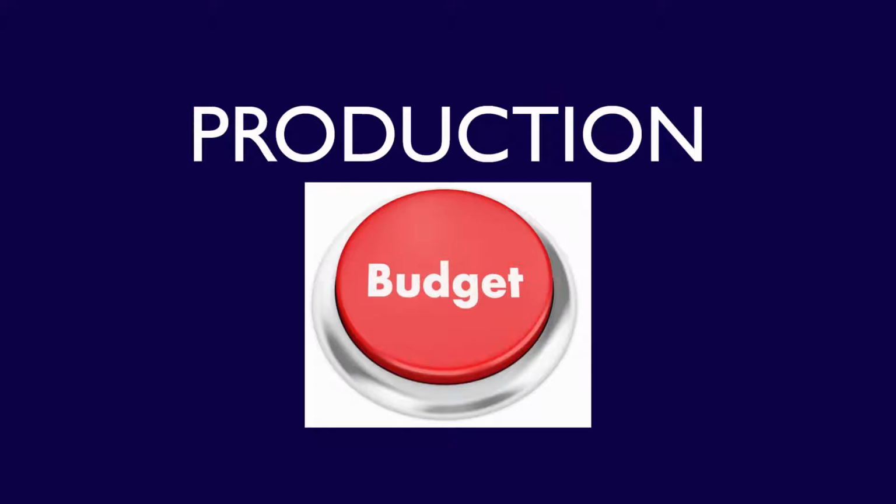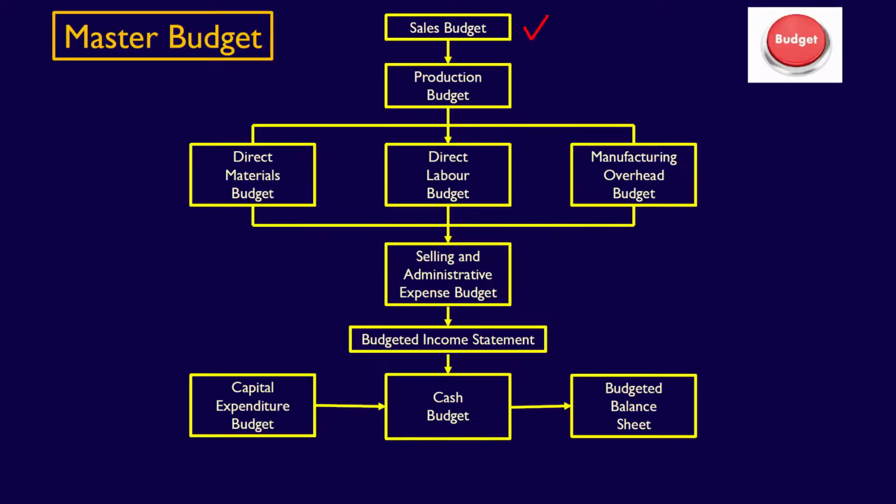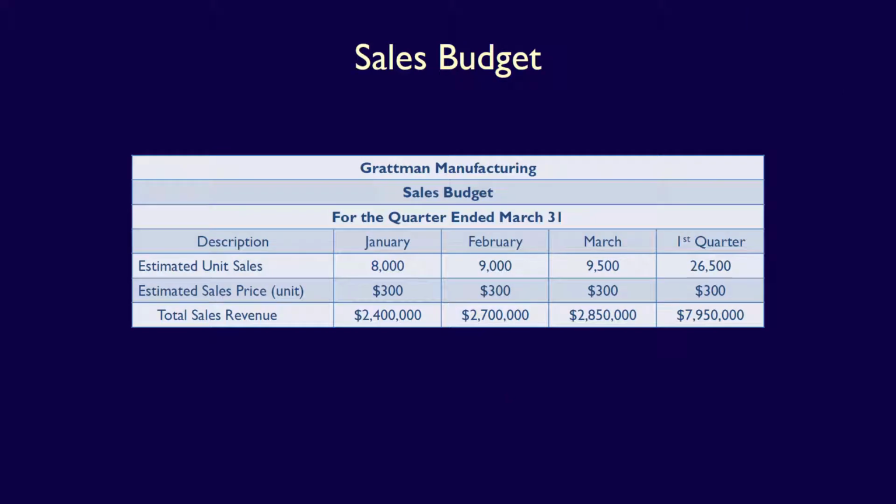In this video, we'll be preparing the production budget. In our previous video, we completed a sales budget, the first budget completed in the master budget process. The sales budget estimates the number of units the company is expected to sell and the sales revenue they will earn. In our example for Gratman Manufacturing, we use the information provided about sales estimates to produce the sales budget for the first 3 months and the quarter.